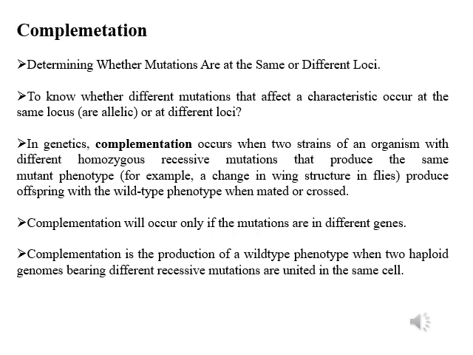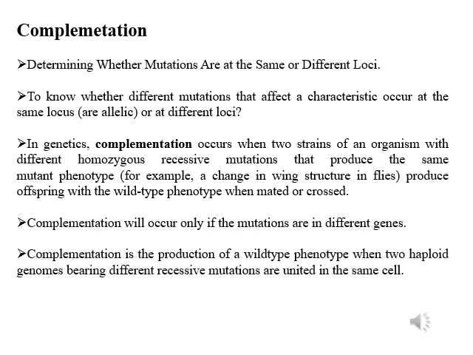So in genetics, when does complementation occur? Consider two strains of an organism which have different homozygous recessive mutations. So two organisms having homozygous recessive mutations, both having a mutant phenotype. When such recessive mutants are crossed, if they produce a wild type phenotype, that means they are able to complement each other.